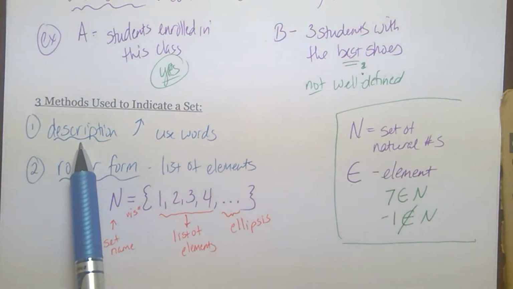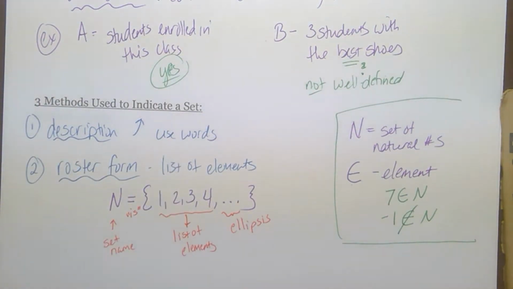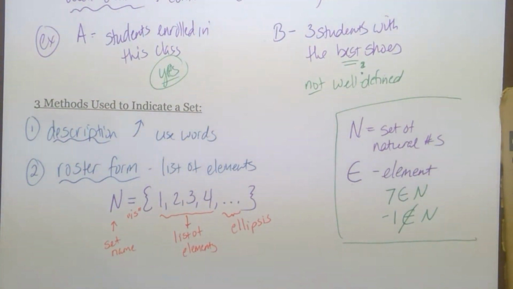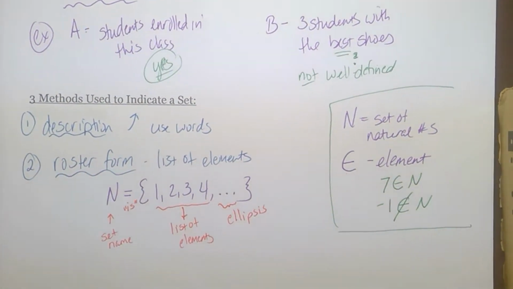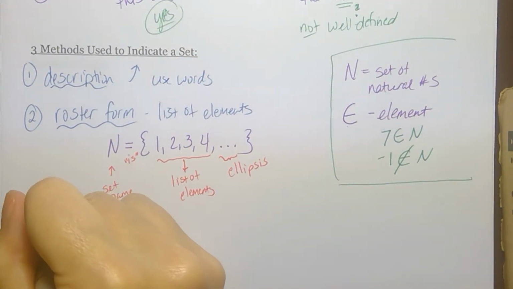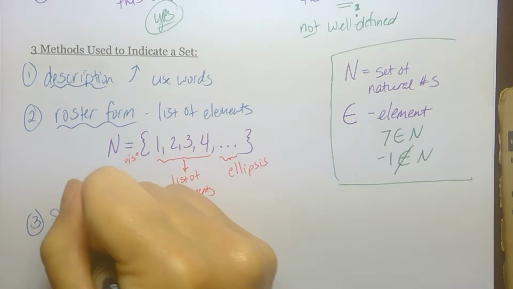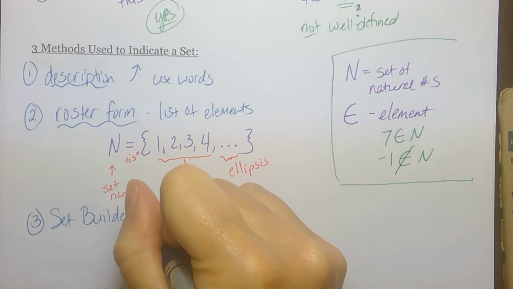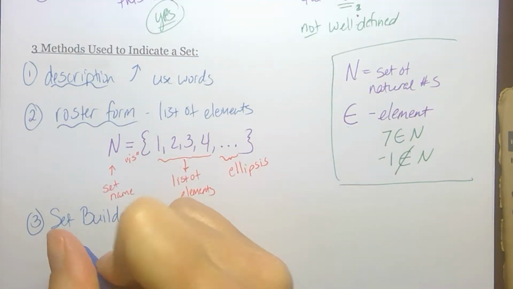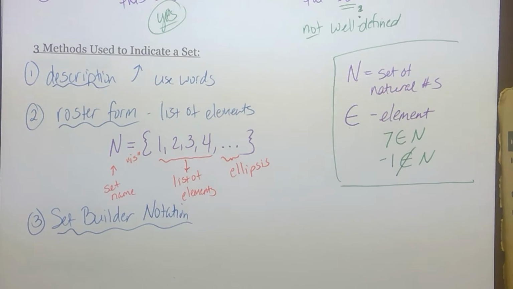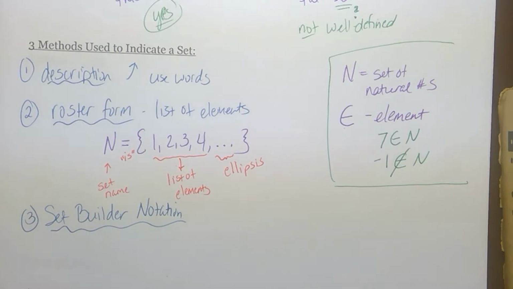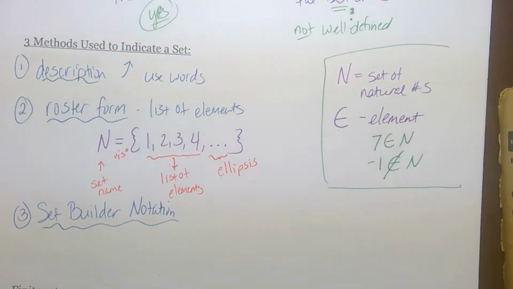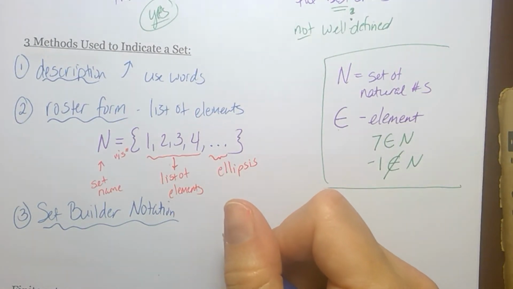We have our description method where we just use words to describe the set. We have our roster form where we list the elements of the set. And then finally, third, we have set builder notation. Now, set builder notation should remind you of an algebra class. You use set builder notation specifically in college algebra to define some sets. It's a more complex, more structured version of our roster form. Instead of listing out all of the elements, we give some details for them.